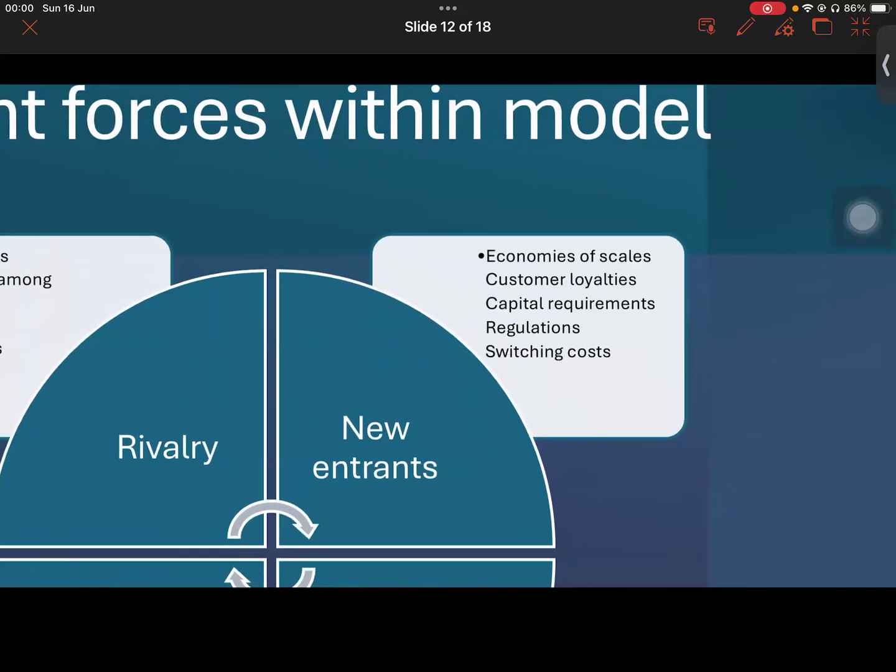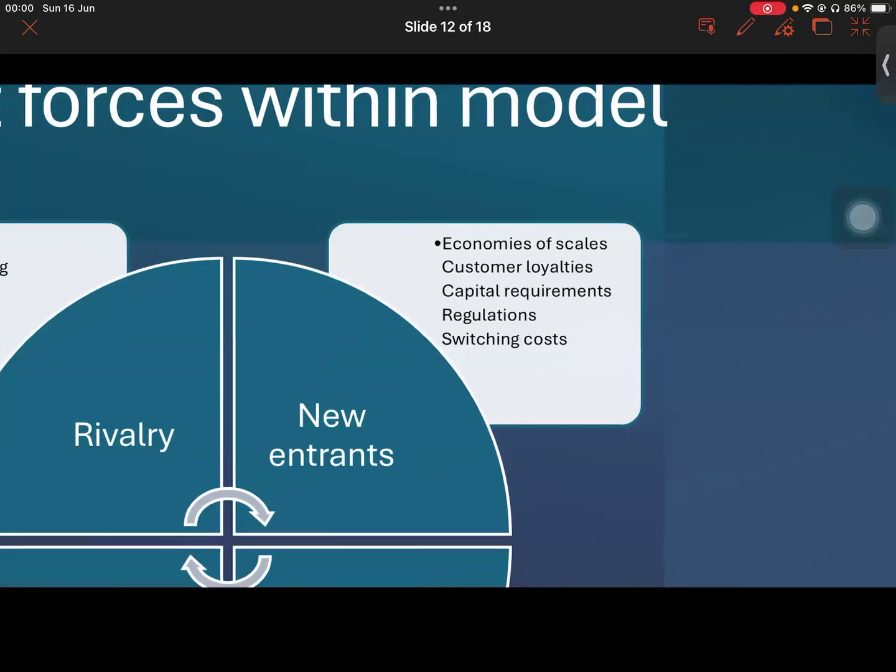With the new entrant, the determinants can be called the barriers to entry. The factors would include economy of scale or customer loyalties. With economy of scale, it means whether the current players or competitors are reaching a certain level of production at which their cost per unit would be the lowest. That is economy of scale. There are other barriers to entry, like the capital requirements or the regulations on qualification and so on.